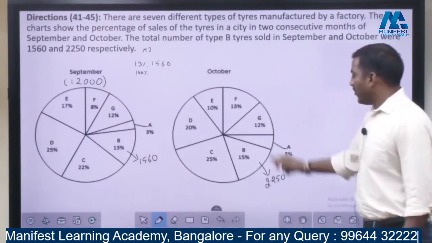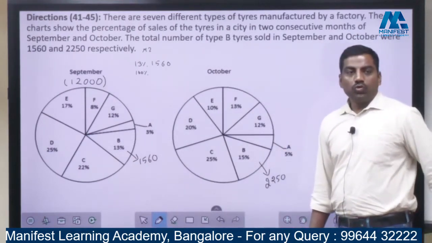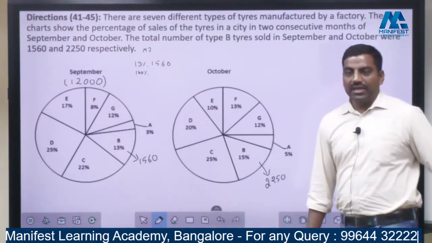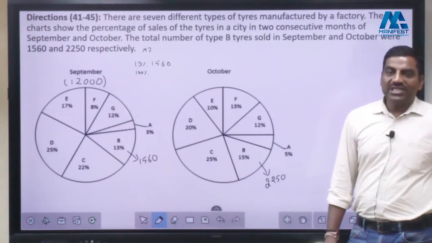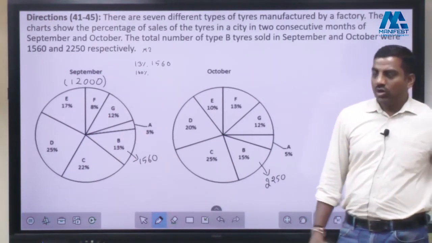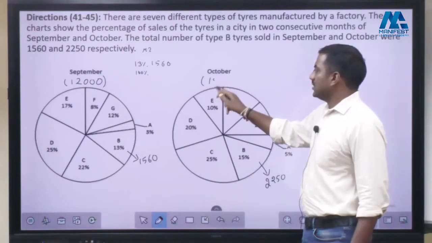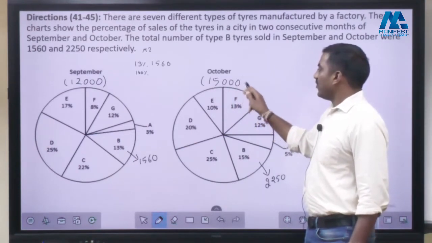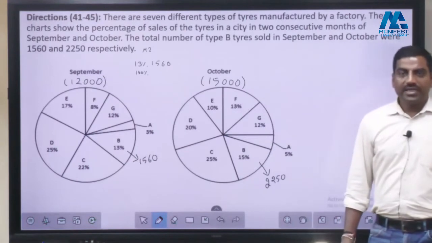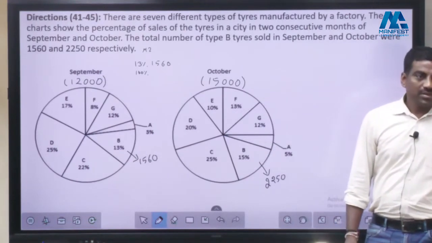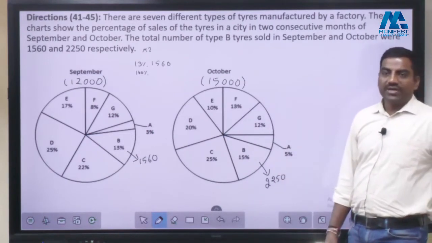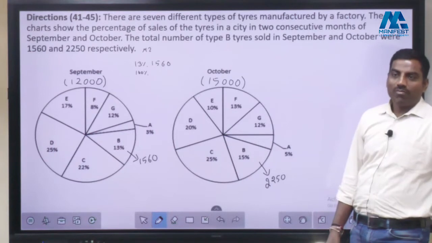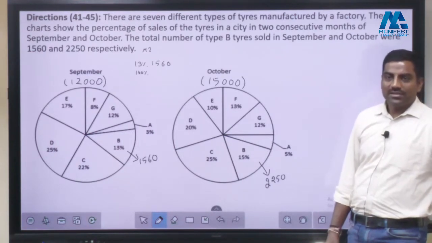In October, 15% is 2250. There is some organic link between 15 and 225. What is that? 15 15s are 225. So the total production is 15,000. 15% of 15,000 is 2,250. Yes or no? So that is the advantage of remembering all these things.